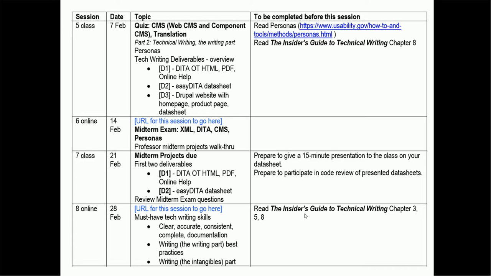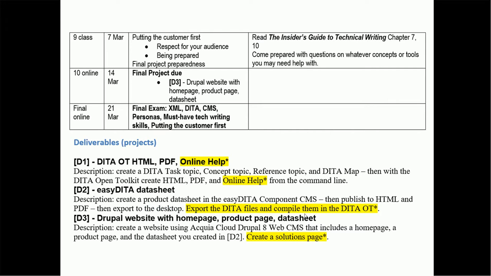Okay, so then the 8th class will be February 28th. That will be online, and we'll talk about the must-have tech writing skills: clear, articulate, consistent, complete documentation, writing best practices, the writing part, and the intangibles. And I'll ask you to read the reading assignment listed there. Class 9 will be putting the customer first, respecting your audience, being prepared, and then we'll talk about preparedness for the final project. Please do the reading.